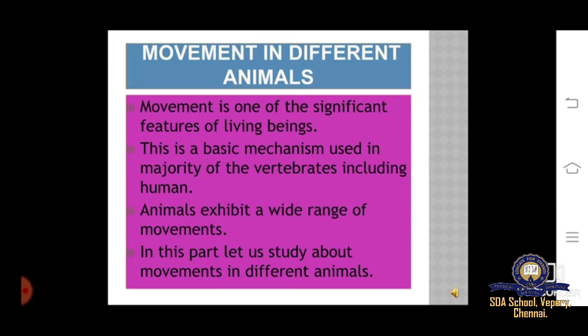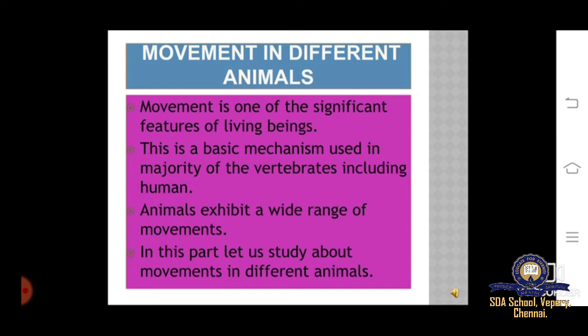This is a basic mechanism used in the majority of the vertebrates, including humans. Vertebrates means they have a backbone. So it is a basic thing for a living being. Those without are the invertebrates. Invertebrates cannot move like vertebrates can. Animals exhibit a wide range of movements. In this part, animals can show different types of movement.